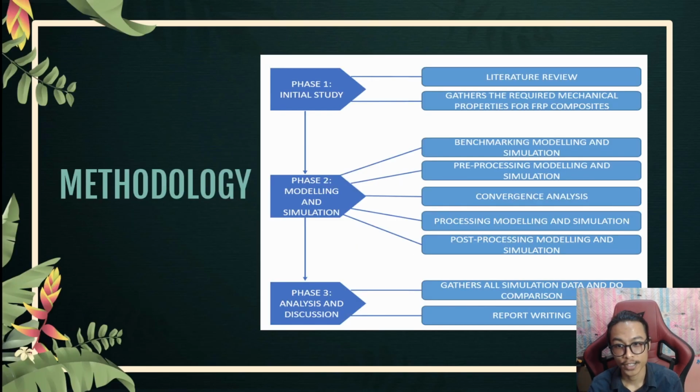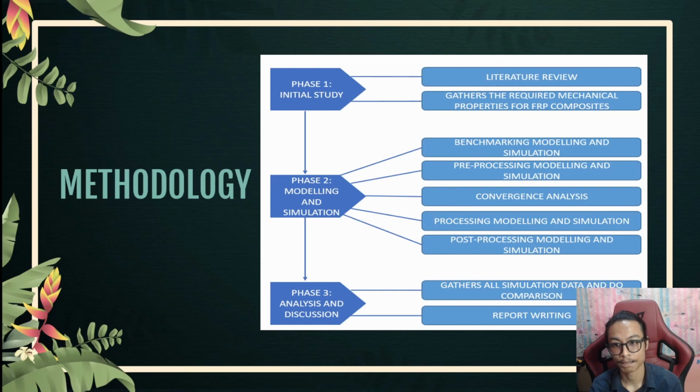Next is methodology, which contains 3 phases of work. As you can see, phase 1 contains literature review, gathering information on previous studies, and reviewing articles for FRP composite. The next phase, which is the most crucial part, is simulation and modeling on Ansys that requires benchmarking, pre-processing, processing, and post-processing. The final phase is where I gather all the data from modeling and simulation and make a report writing.